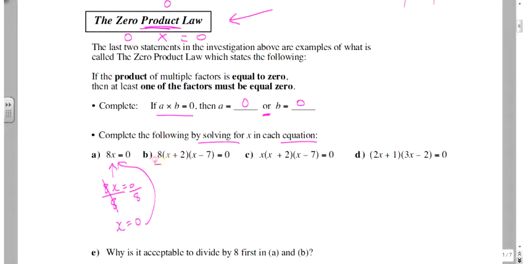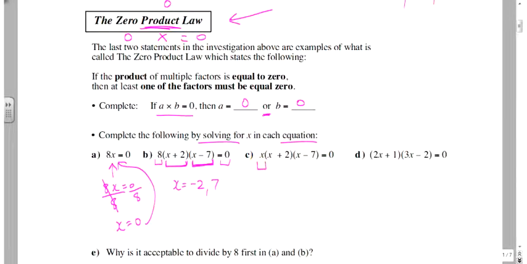Look at this one. 8. Can that equal 0? No, that doesn't make any sense. Look at this set of brackets. X plus 2. When does that equal 0? When x is -2. When is the second set of brackets, the second binomial, equal to 0? When x is 7. Okay, we have two choices here. There's two solutions.